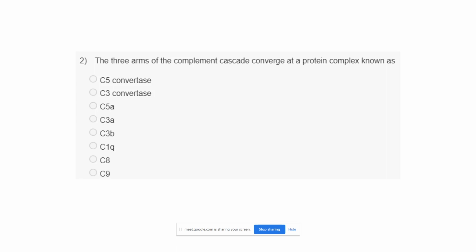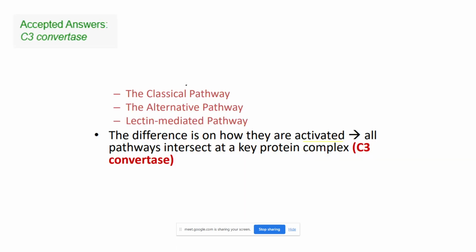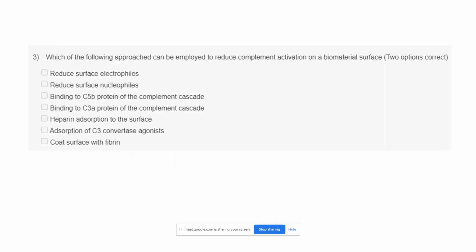Okay. Yes, option 2 is the correct option. So these are the three main pathways: the classical pathway, the alternative pathway, and the lectin mediated pathway. And all of these converge at C3 convertase. Let's move on to the next question.